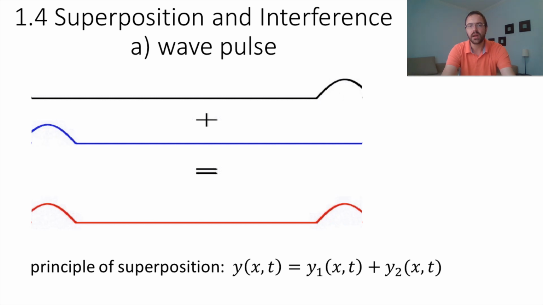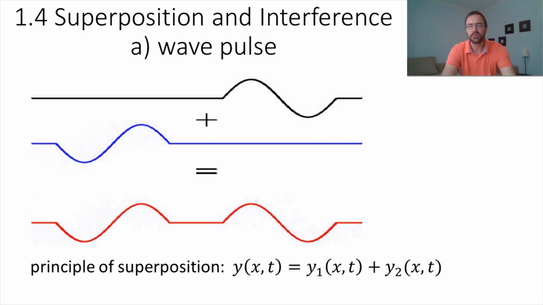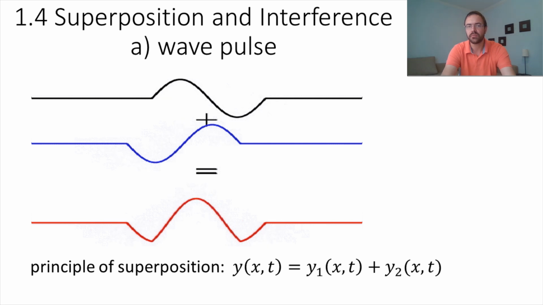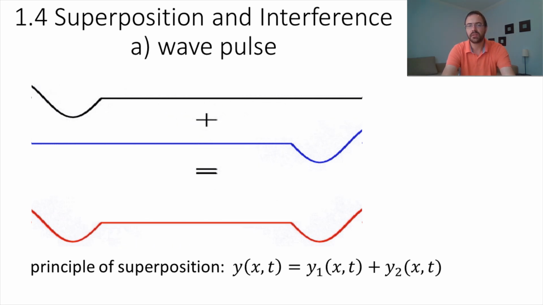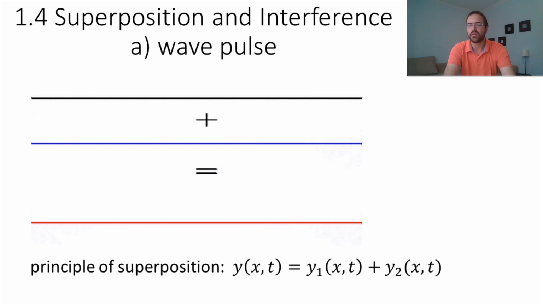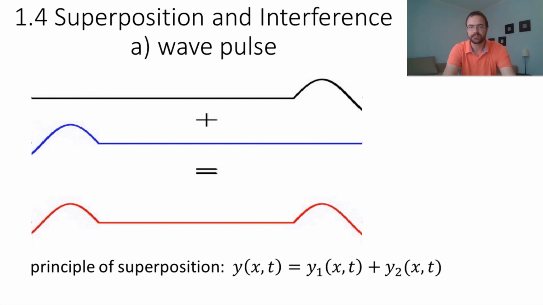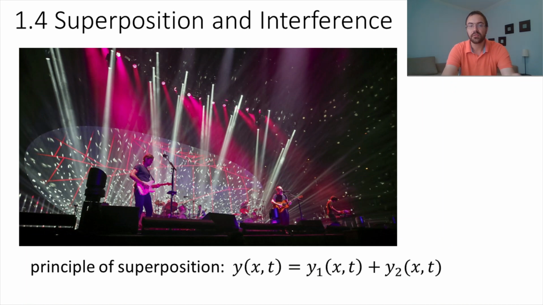So if y1 represents the displacement for one wave and y2 represents the displacement for another wave, then the total displacement is simply equal to the sum y1 plus y2. And it's good news that this operation is a simple addition, right?